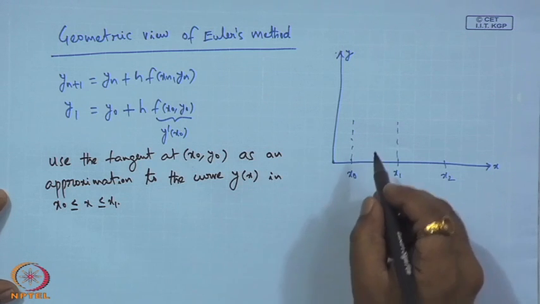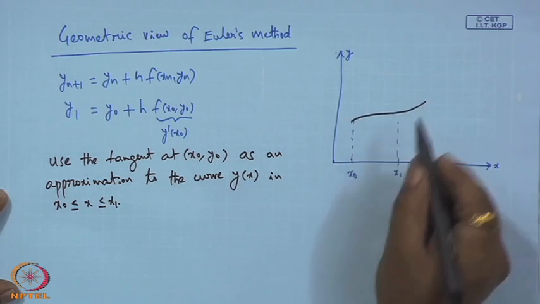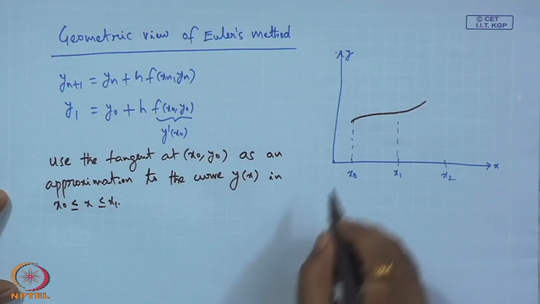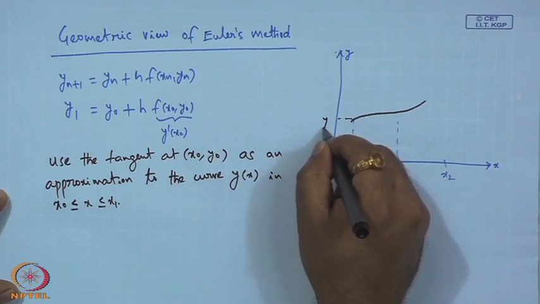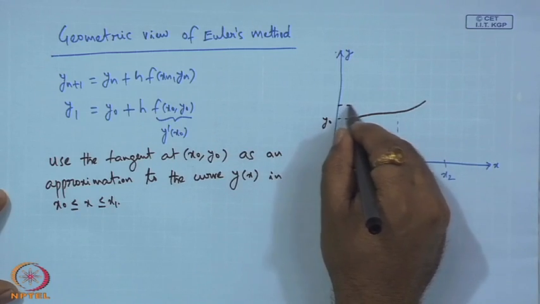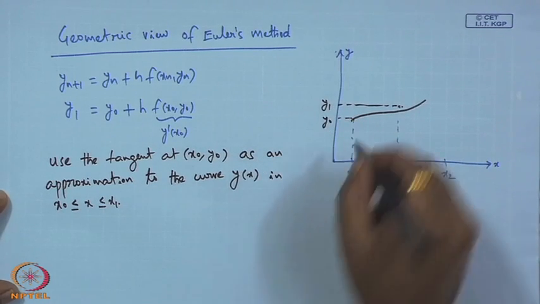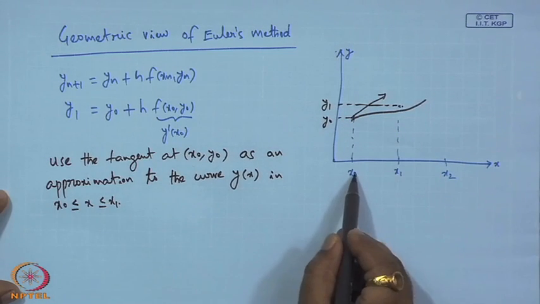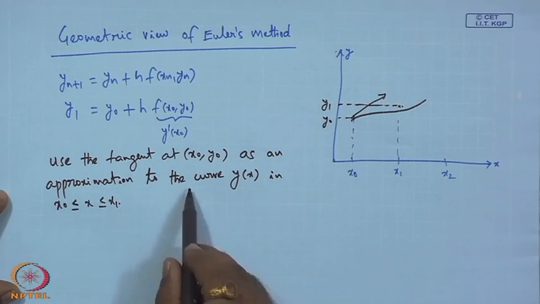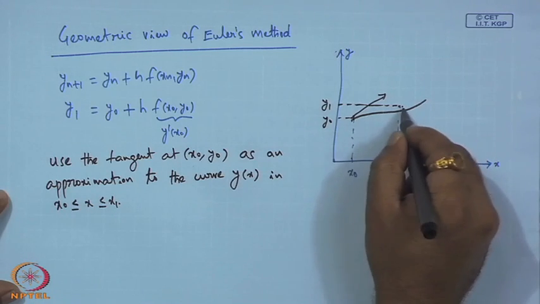So, that means we have, say, a function like this. Then this is y 0, so this is y 1. So, use the tangent at x 0, y 0 as an approximation to the curve y of x in this interval, right.